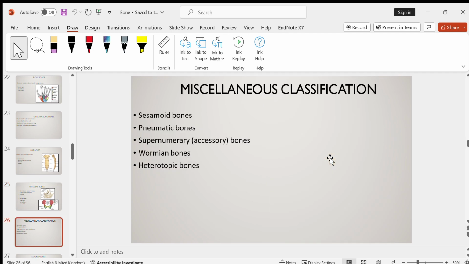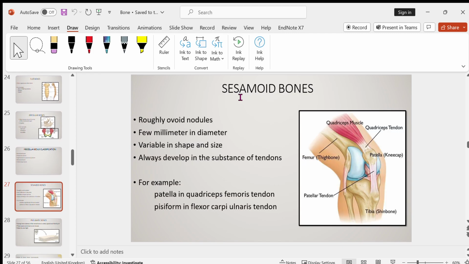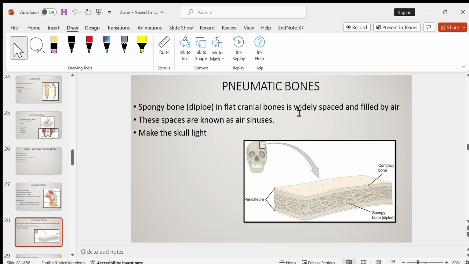Next classification is the miscellaneous classification. In miscellaneous classification, the first bone that we'll discuss is the sesamoid bone. A sesamoid bone is a bone that develops in a tendon or a muscle. The patella that we can see here is the largest sesamoid bone and it develops in the quadriceps femoris tendon. Pneumatic bones are those bones that have empty spaces inside them.